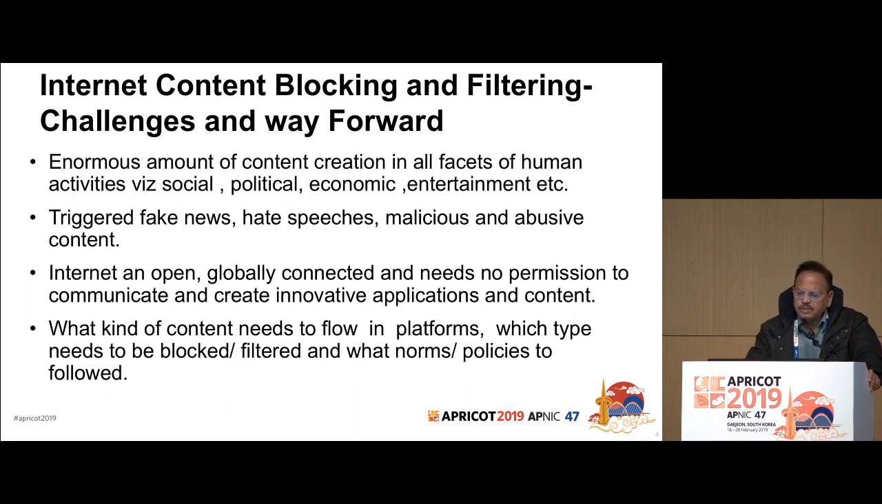So setting up the context for this internet content blocking and filtering, there is an enormous amount of content creation in all facets of human activities, going on in the political, economic, entertainment sectors. And this also triggered a kind of fake news, hate speeches, malicious and abusive content. As we all know, internet is open, globally connected, and needs no permission to communicate and create innovative applications and content. So that is the challenge now, because on the one side, privacy and protectionism is a challenge, and on the other side, the law enforcement agencies are looking for security and receiving this kind of data. So this session basically dealt with these speakers. What kind of content needs to flow in these platforms, which type needs to be blocked, filtered, and what should be the norms and policies which we have to develop.